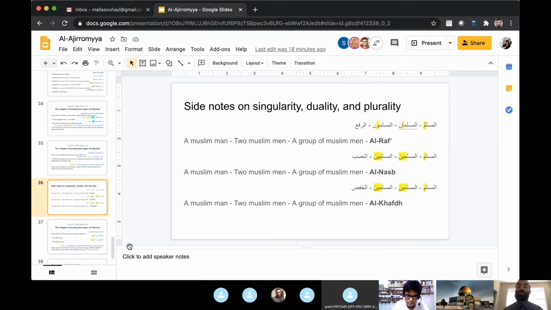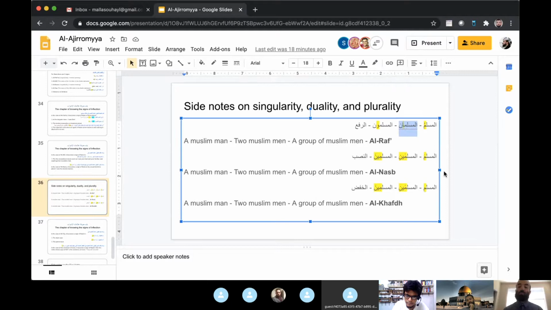So if you remember, how do you make something dual in Arabic? In the case of al-rafa, we had to add alif and nun. So al-muslim remains the same, and you just add an alif and nun to it. It becomes 2 Muslim men, but the inflection here is al-rafa. And then you do the same thing: you bring al-muslim here and add a waw and a nun. The men, meaning 3 or more men, and you're adding a waw and a nun, which indicates that the inflection is rafa, and that it is a plural.